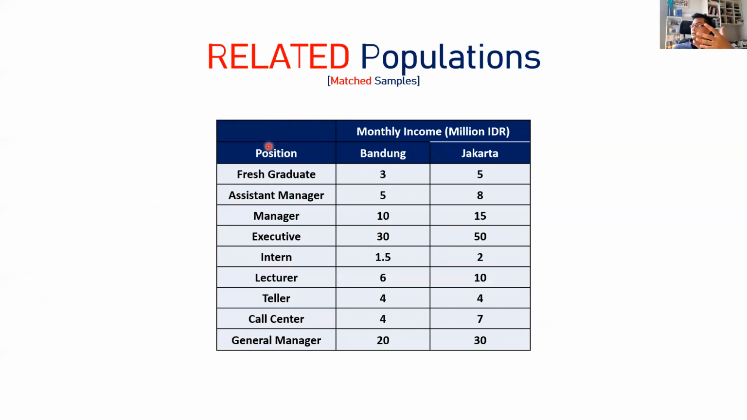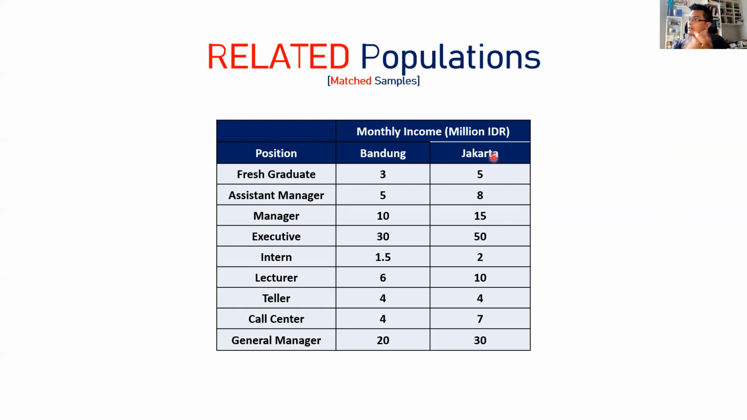For example, in the independent populations technique, I put 10 different people, regardless of who they are. I don't care what the title is, I don't care what the name is. But in related populations, I specifically identify the respondent. Okay, you are, for example, a fresh graduate in Bandung. What is your monthly income? Oh, 3 million. And then I look for a respondent with similar characteristics in Jakarta. Also a fresh graduate, and then I compare. And then I record the data, okay, 5 million.